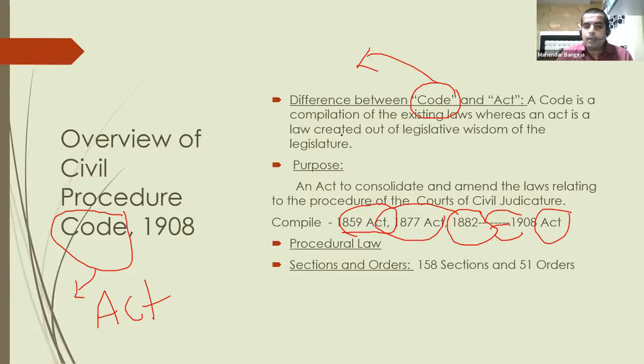Act क्या है? Act is creation of a new law out of the legislative wisdom of the legislature. A code is a compilation. For example, IPC के पहले भी obviously penal provisions होते होंगे. IPC merely compiles all the penal provisions. CRPC के पहले भी criminal procedure होता होगा. CRPC compiles all the criminal procedure. So that is the reason the purpose of the act is to consolidate and amend the laws relating to procedure of civil judicature.